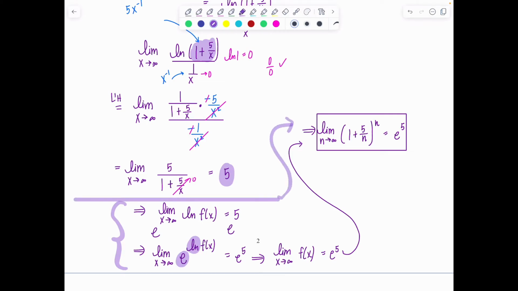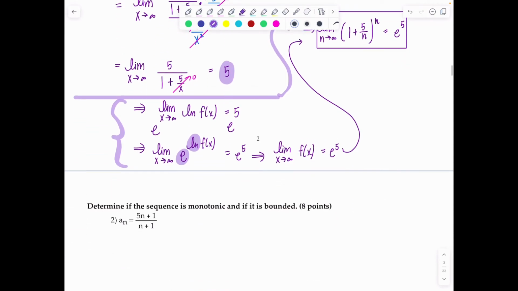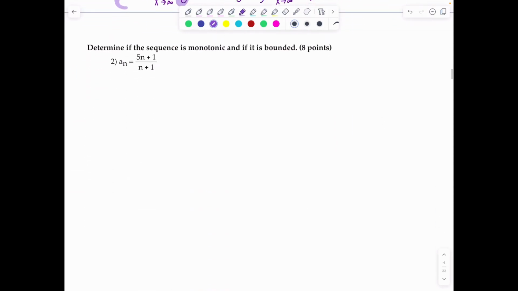Okay. Good, good. Another sequence problem. Determine if the sequence is monotonic and if it is bounded. Okay. So monotonic means that the sequence is always increasing or always decreasing.